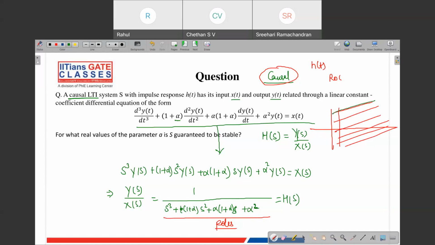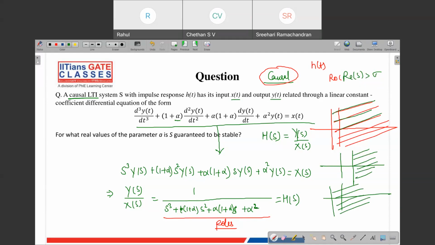So the ROC will be in the form of real part of s greater than some number. Now since it is right-sided, it has two possibilities. It can be like this and it can be like this. So this is our rightmost pole, and in this case this is our rightmost pole. Now we know that this system will be unstable in the first case, because the ROC is not containing the j omega axis. In the second case, the ROC is containing the j omega axis. So all the poles have to be here or before this point.